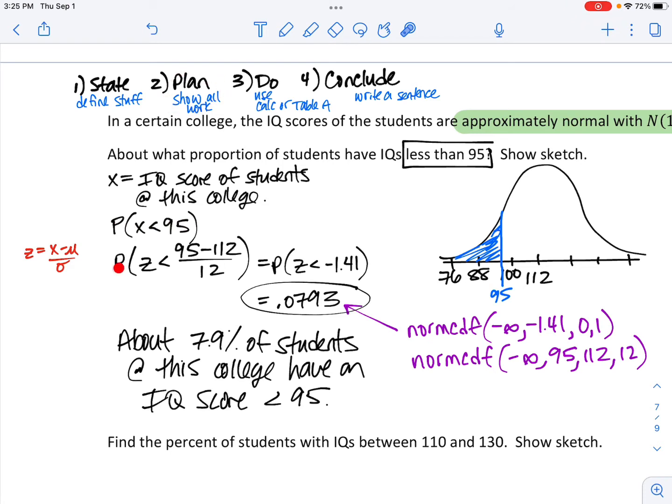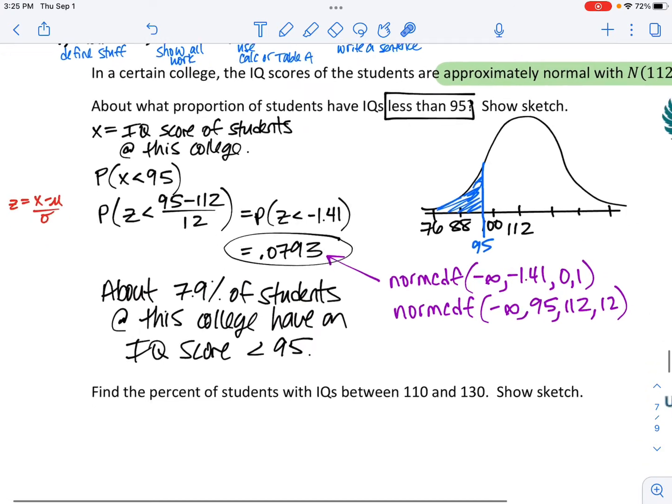The plan is showing all the work, which includes a z-score calculation. The do part is actually coming up with an answer. And the conclude part is probably the most important. Write the sentence.